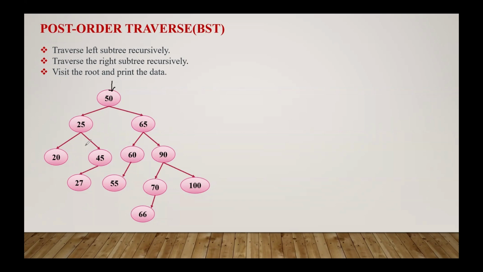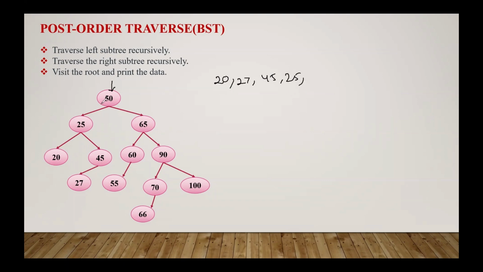So after that, what happened? 20 has no subtree, so 20 is printed. We visit the root after left and right. Here there is no left, no right, so it will print. Now for 25, on the right we have to move to 45, for 27. So 27, then 45. So left subtree and right subtree are over. Once it is over, then we have to print 25.